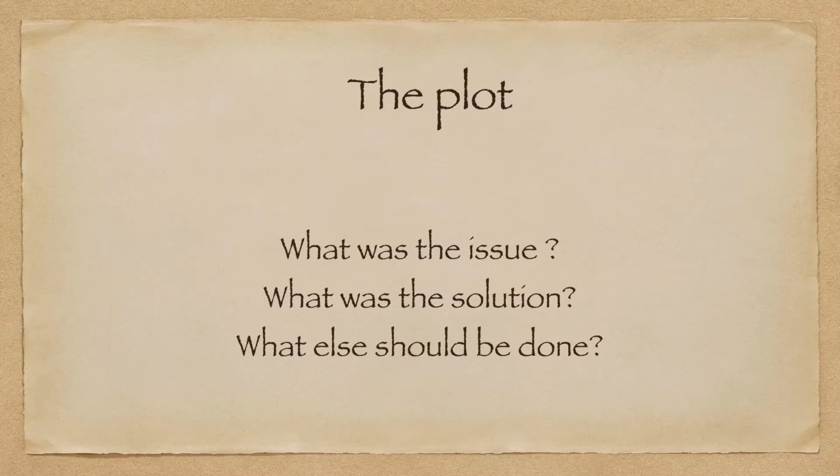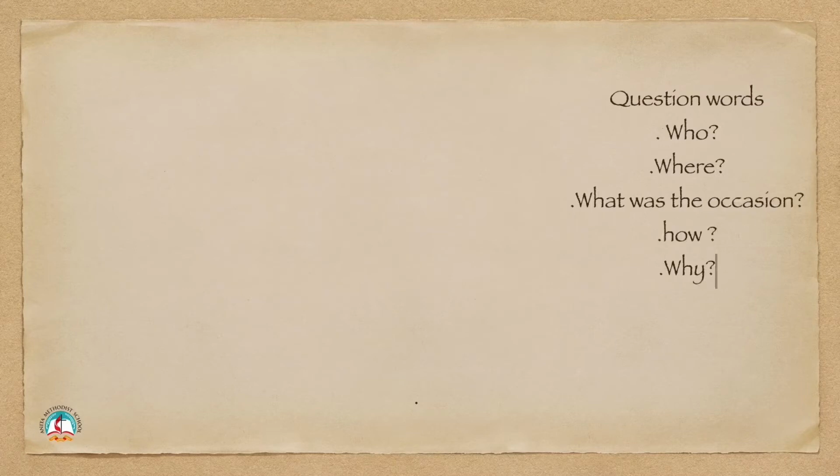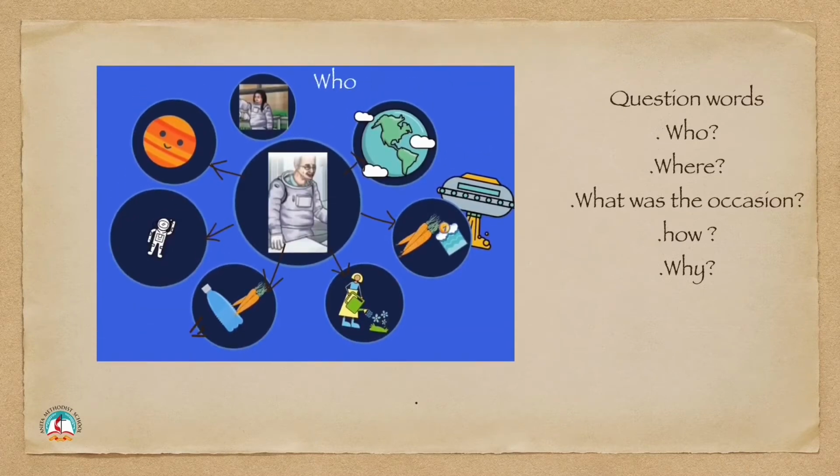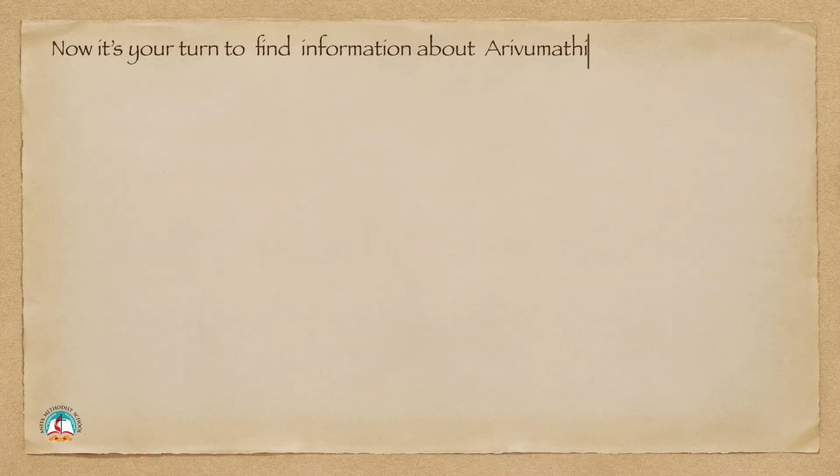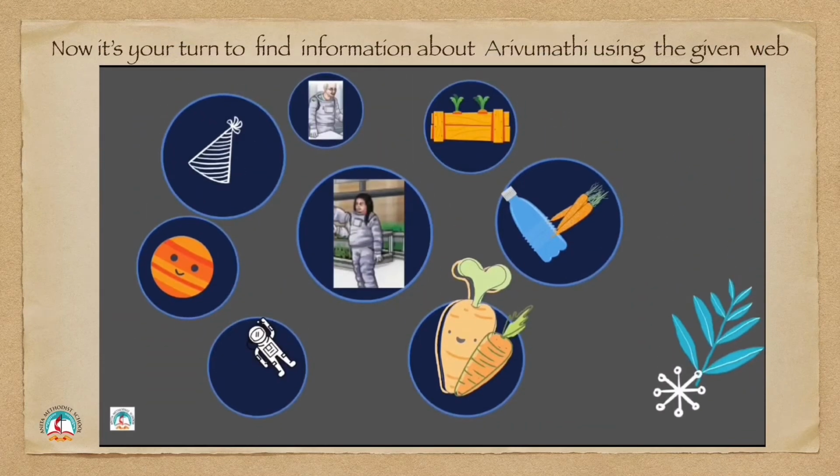The present solution is the vegetation they have. That is not enough. What else should be done? The question words who, where, what was the occasion, how, why will help us to understand the character, settings and the plot. The setting takes place on Mars. And who was the grandfather talking to? It's Arivumari. The grandfather's name is not given. Why was he sad? He was sad because the earth was destroyed by humans and no more good, tasty water and carrots are available. Now, it is your turn to find more about Arivumari's character.